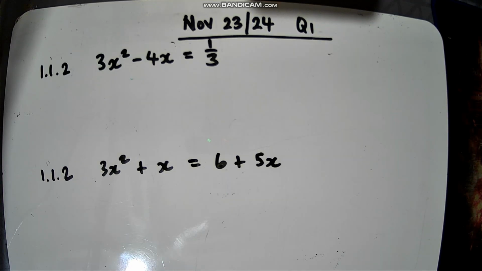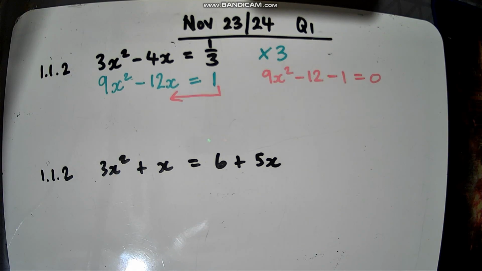So now we have 1.1.2. Pause the video and see if you can do these two. The first step here would be to multiply each term by 3. So using your calculator, multiply each term by 3. Then we'll have to move that 1 on the right hand side over to the left hand side. Notice that it leaves a 0 on the right hand side.